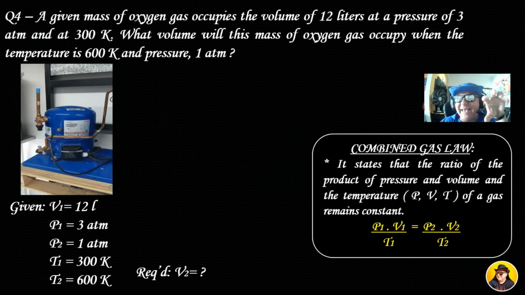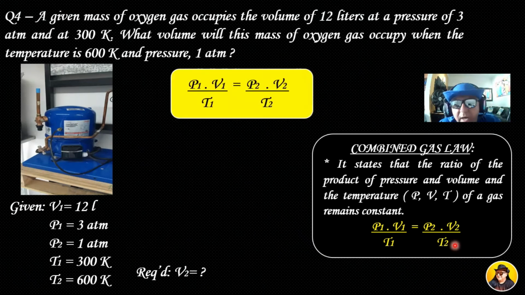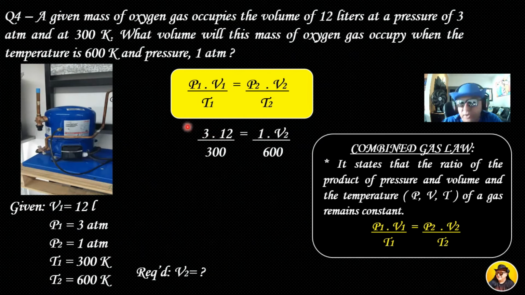Combined gas law. It states that the ratio of the product of pressure and volume to temperature, PV over T, of a gas remains constant. So our formula becomes P1 times V1 over T1 is P2 times V2 over T2. This is the combined gas law. Let's plug the values in, but don't forget we have to calculate V2. P1 is 3, V1 is 12, T1 is 300, P2 is 1, V2 I want to find, and T2 is 600.